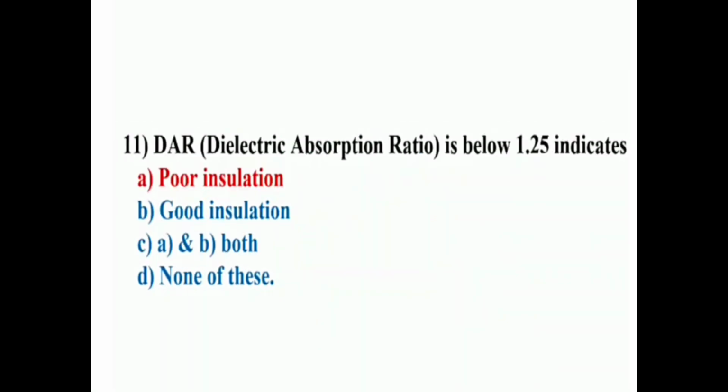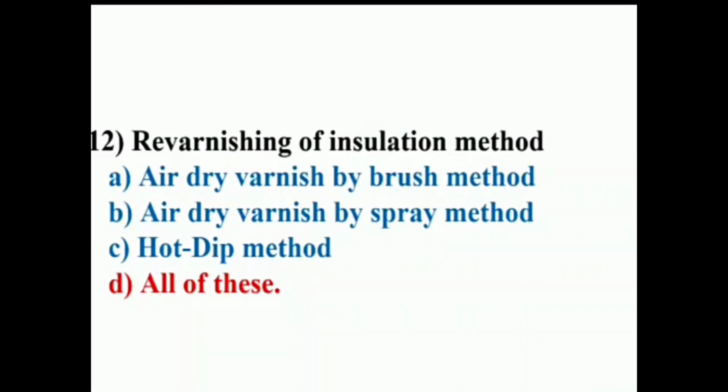So next is DAR, that is dielectric absorption ratio. Below 1.25 indicates poor insulation, means DAR below 1.25 indicates poor insulation. Next is revarnishing of insulation method: air dry varnish by brush method, air dry varnish by spray method and hot dip method.